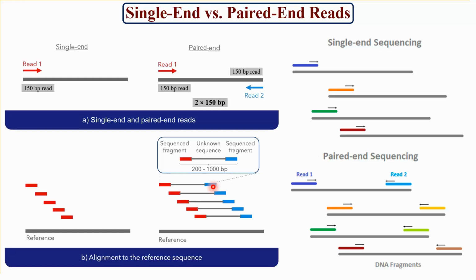On the other hand, paired end sequencing gives us two reads per fragment, more complex but much more powerful. And this is why paired end sequencing is widely used in modern genomics and bioinformatics analysis.